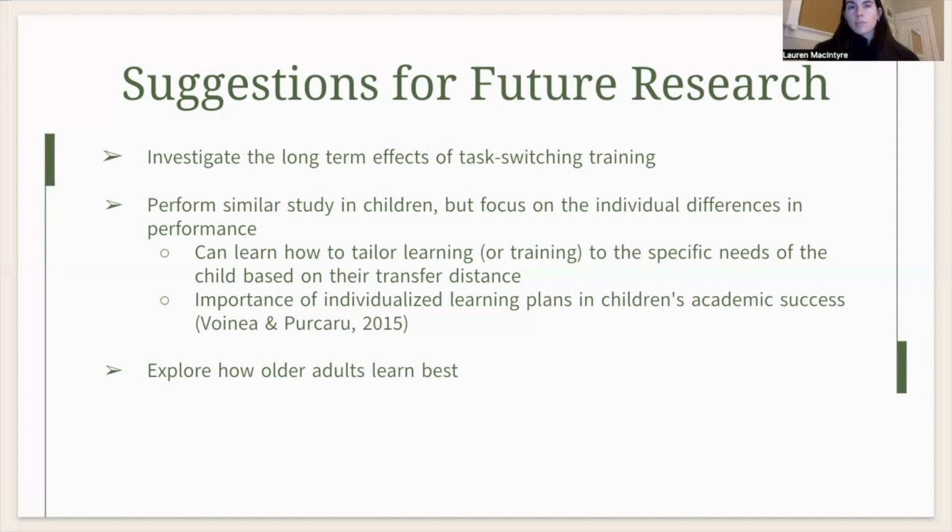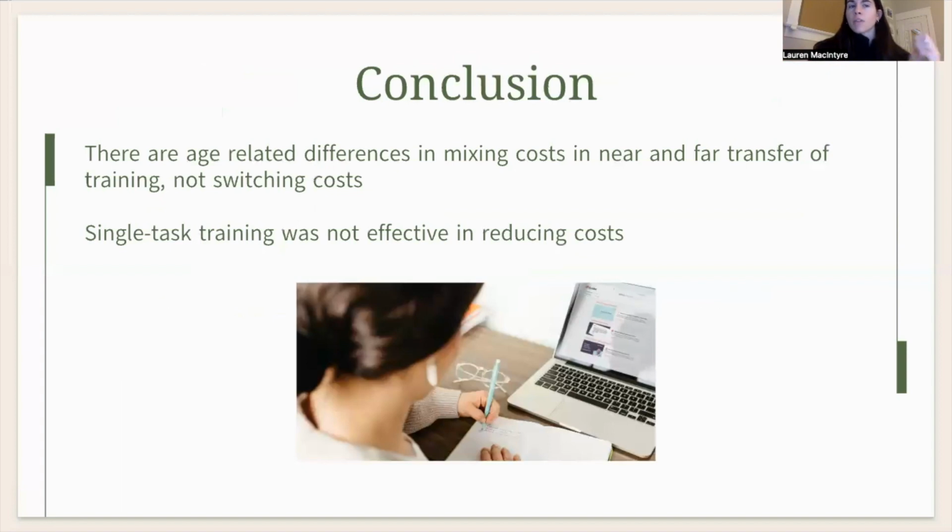So in conclusion, we saw age-related differences in mixing costs and near and far transfer of training, not as much in switching costs. And single task training was not effective in reducing costs. All of the training groups that included the switching showed improvements. There's a lot of areas that this study could be carried over and we could learn a lot more.